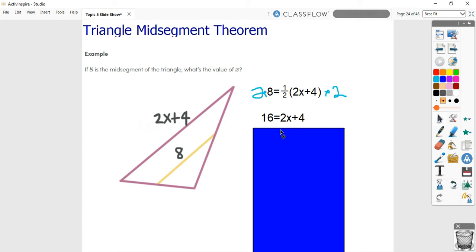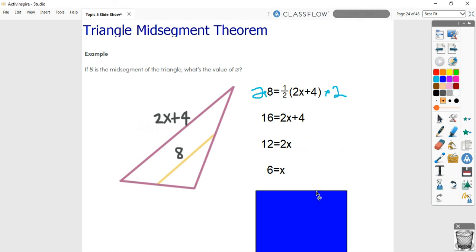Okay, this is a very easy equation to solve. We send the friends home, we subtract 4, and then we send the family members home, divide by 2, and x equals 6. Again, make sure you know what the question is asking for. Okay, if the question was asking for what is the length of the side, you could figure it out and say that it was 16. But in this case, the question is asking what is x, so we have to set up this equation to find x.